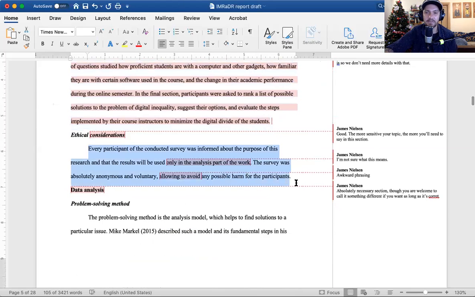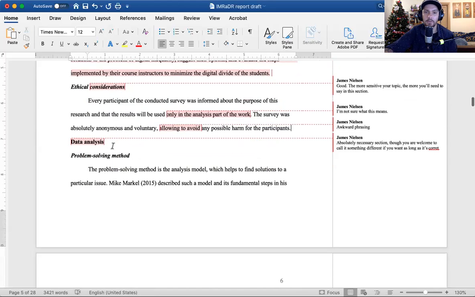Ethical considerations looks good here because their research doesn't necessarily dive into talking to people about their trauma or mental health. This section is okay to be this short. If you have a sensitive subject, you might need to add a sentence or two or three here, okay? But for most of us, it won't be too long just because we're doing student research.